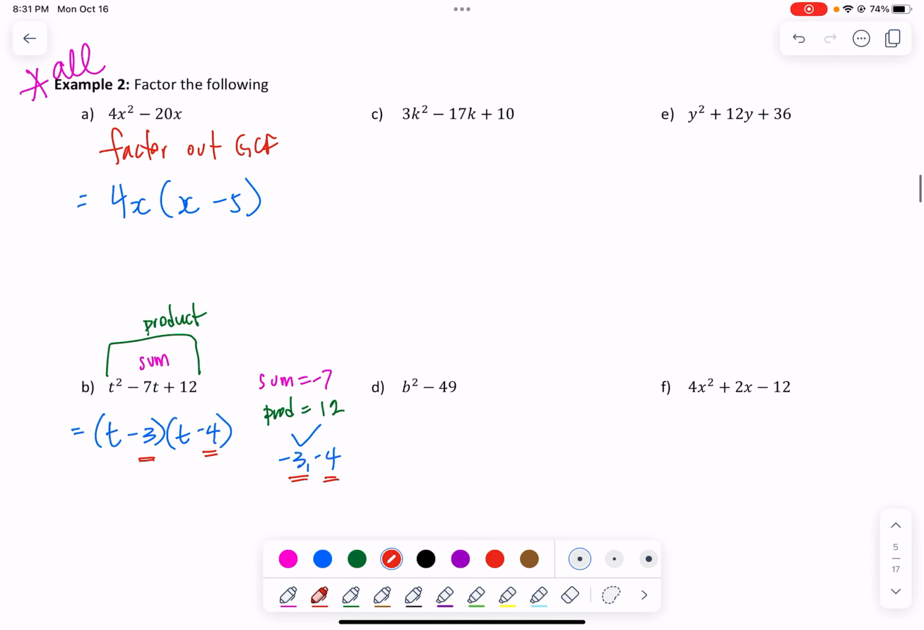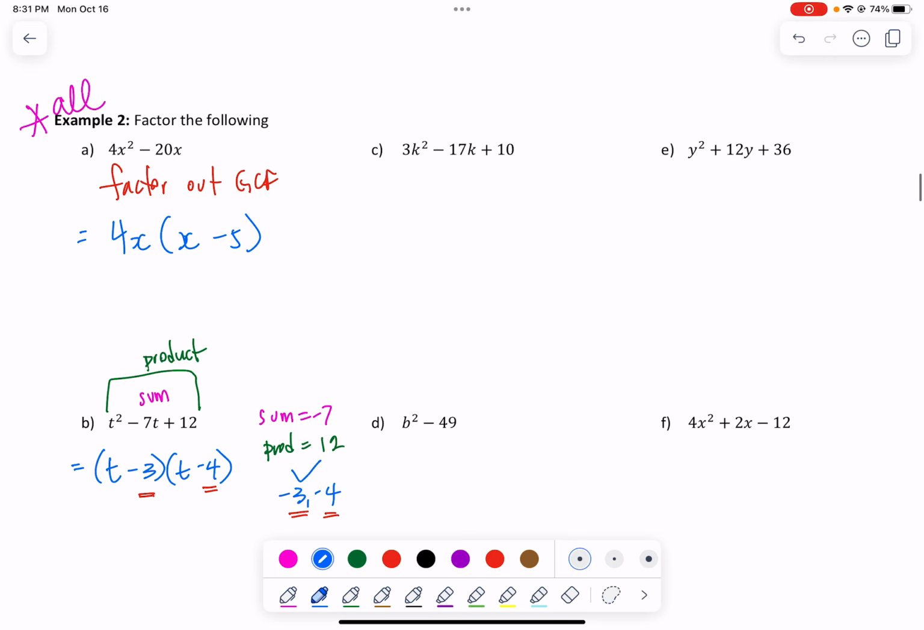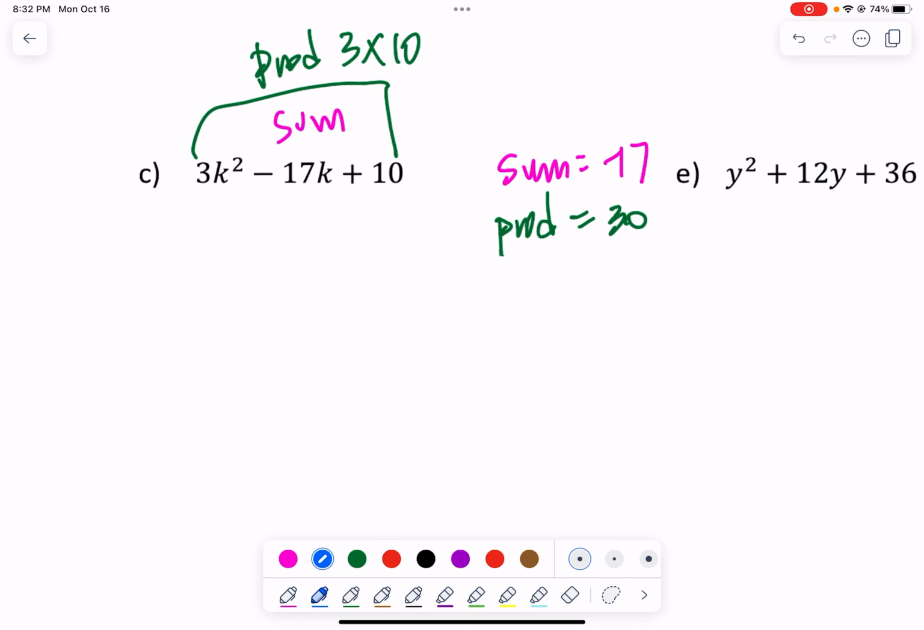C has a value of a out front. So our sum, the thing that it adds up to, is minus 17. Our product is going to be 3 times 10. Our product is 30. So two numbers that when we multiply give us 30, and when we add give us minus 17. The two numbers are minus 2 and minus 15. So we're going to write it down and then do decomposition.